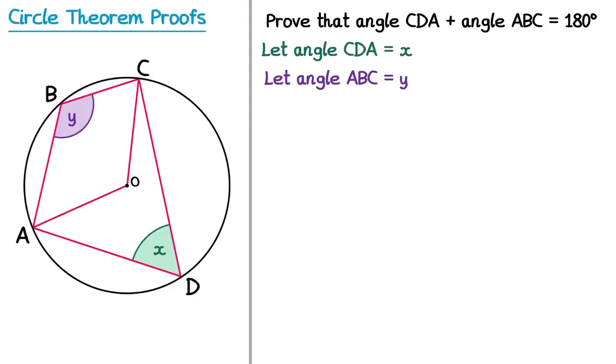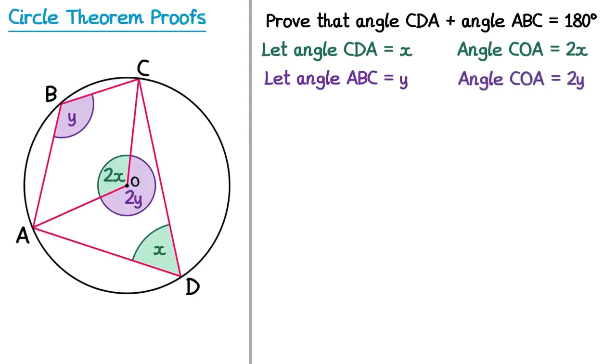Next we're going to use the theorem that we just proved. The angle at the centre is twice the angle at the circumference. So we can mark on this angle here as 2x because it must be twice angle CDA. So let's write that down. So angle COA equals 2x. And for exactly the same reason, this angle here will be 2y, since it's double angle ABC. So let's write that down.